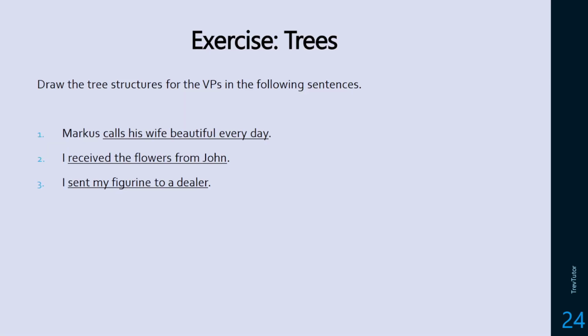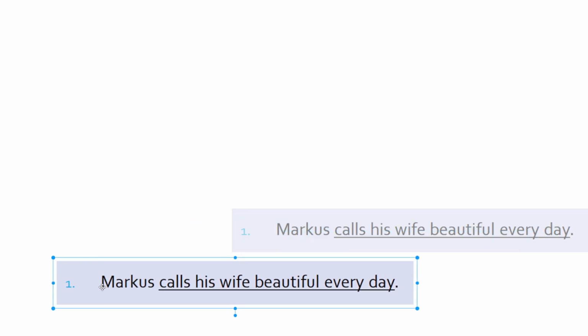All right, so to summarize the verb section, let's draw some trees. Pause it yourself, see if you can do it, and then I'm going to create some new pages and draw these trees for you. So let's do: Marcus calls his wife beautiful every day. Let's start with this one.